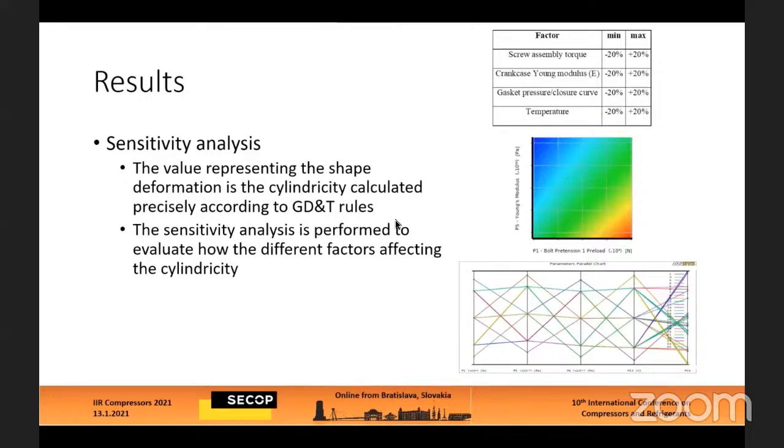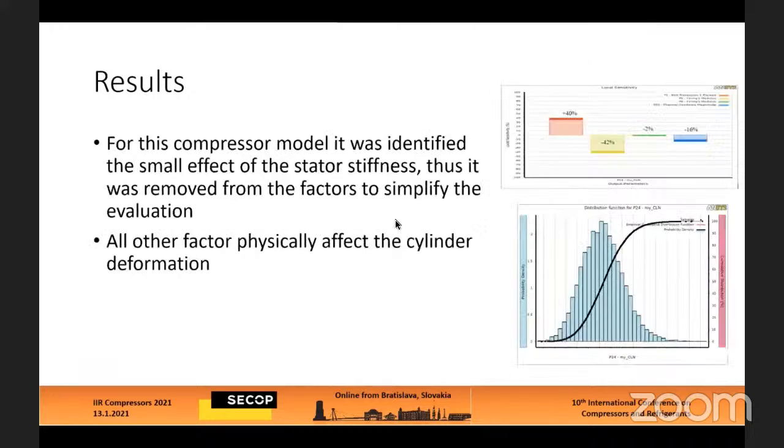So here is a parallel chart of the variation of the factors. Because of confidentiality, we are not showing the values, but always percentages. And here we can see that the most significant factors affecting the cylindricity are the bolt pretension and the Young modulus of the crankcase. We disregarded the stator stiffness in this case because it was not affecting the results that much for this compressor.